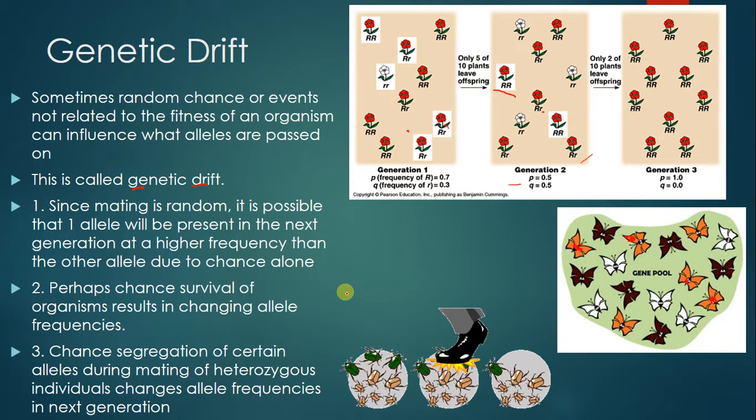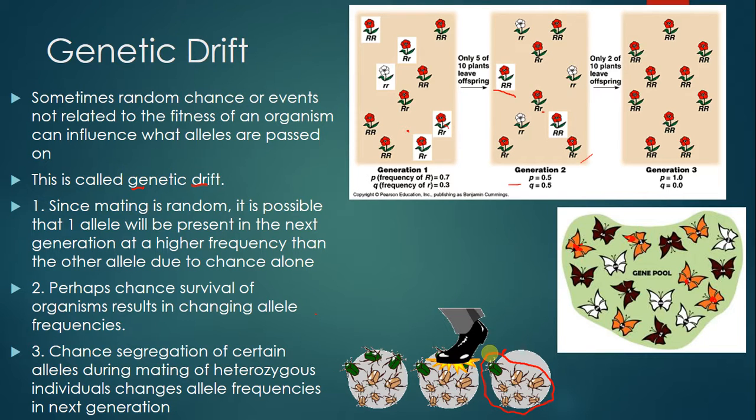Also, perhaps just chance survival that has nothing to do with anything heritable about an organism can change the allelic frequency in the next generation. So what about these bugs? If someone happens to step on 2 green ones, after that event, the population has changed significantly. The allelic frequencies have changed just due to chance. That is an example of genetic drift.